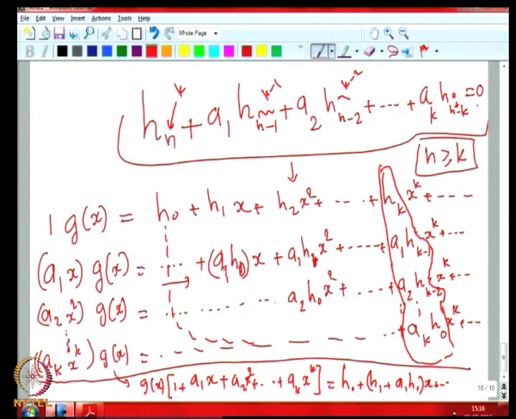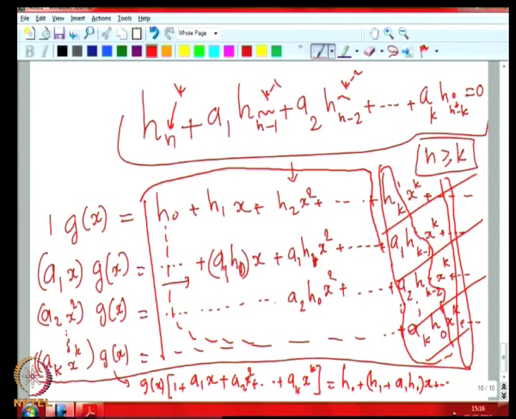Therefore, this will turn out to be 0, this will turn out to be 0, this is 0 into x raised to k. From here, for n equal to k plus 1, when you sum this up this will become 0, and 0 into x raised to k plus 1 will go away. So, this entire thing will go away, and we will have contribution only from this portion. So, how will it look? This will look like h0 plus h1 plus a1 times h0 times x, and x square's coefficient will be h2 plus a1 times h1 plus a2 times h0 and so on.